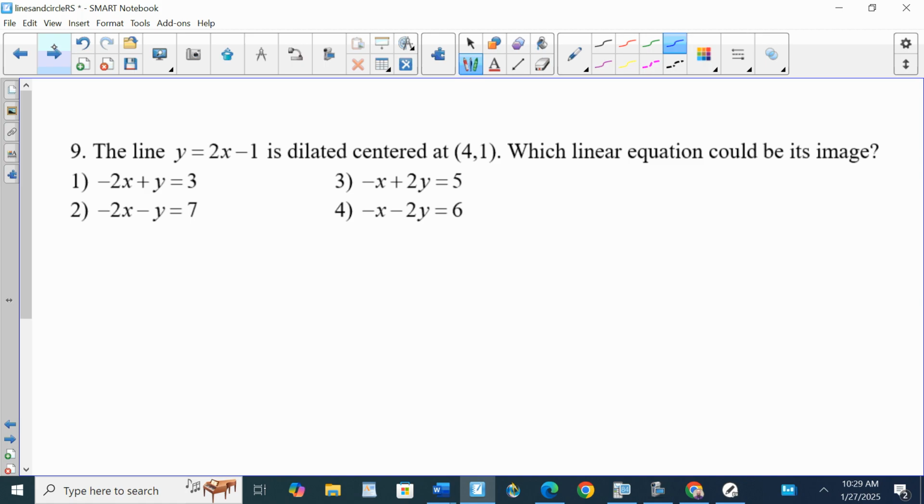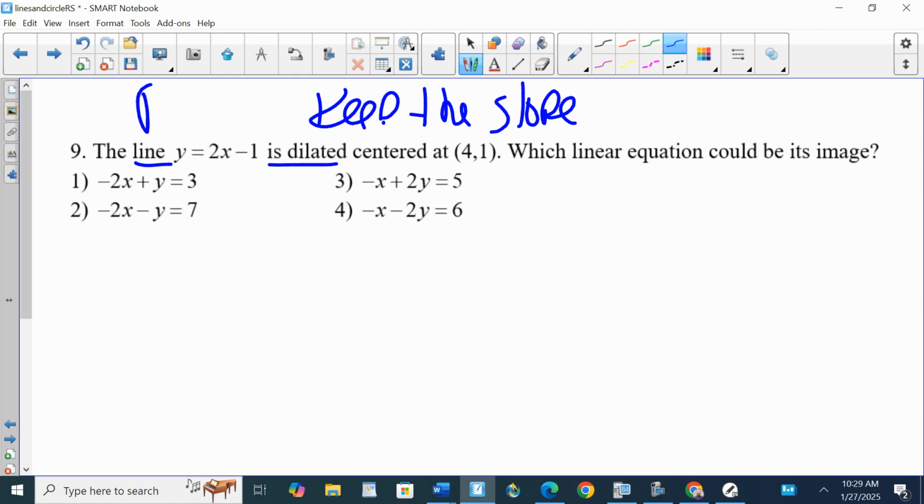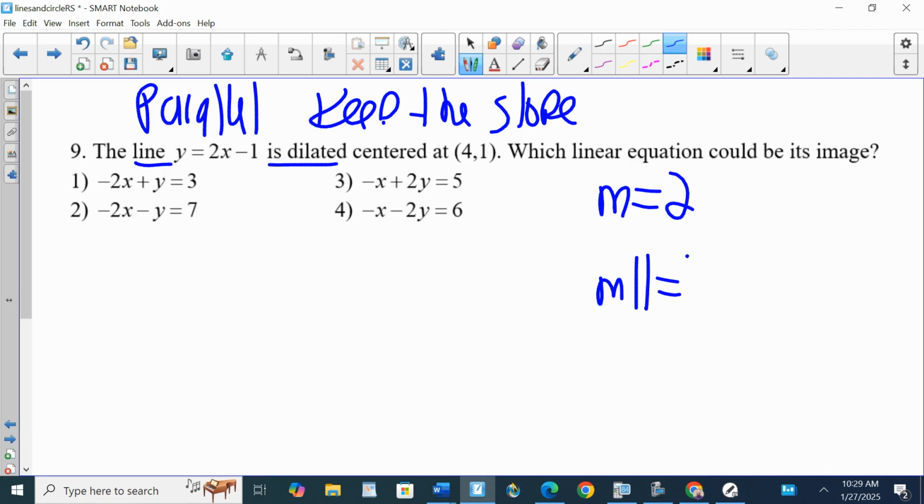Which brings us to number 9. Line dilation, parallel, keep the slope. It doesn't tell me what the scale factor is. So if it doesn't tell me what the scale factor is, I can't tell you the exact equation of the line, but I do know that it's parallel, which means the slope has to be the same. So this has a slope of 2. So my answer must have a slope of 2.